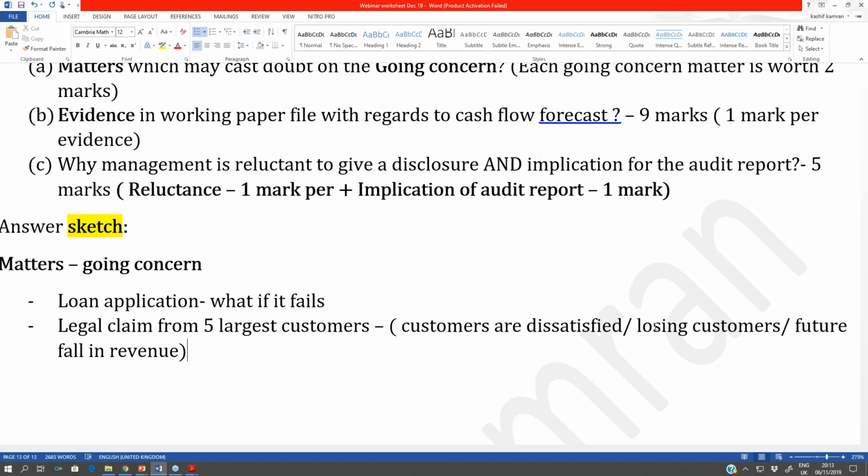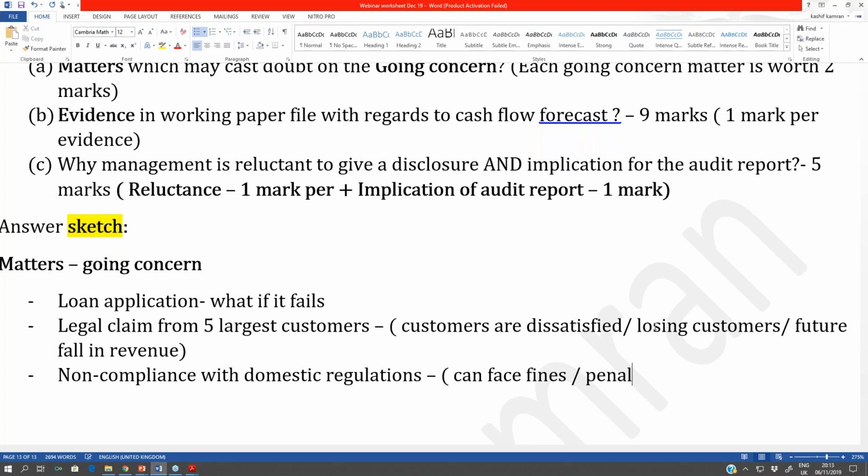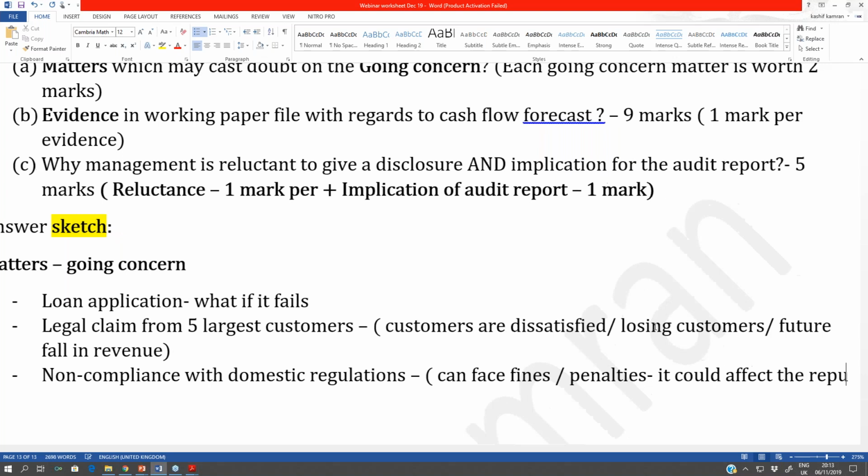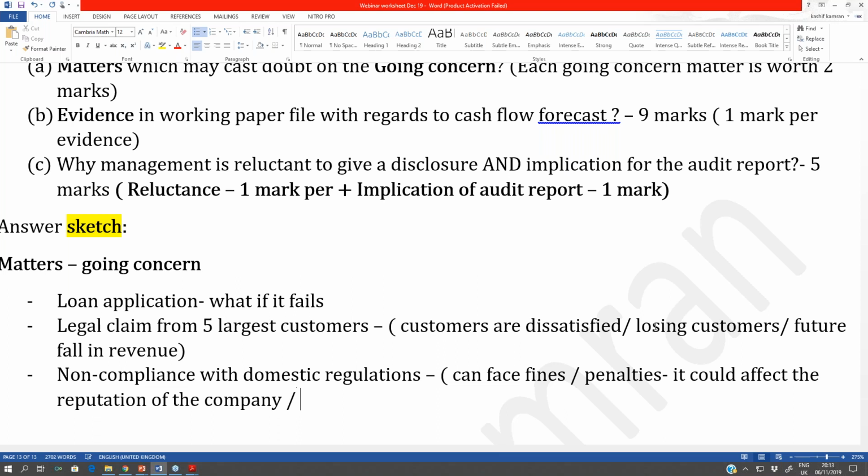Then another thing, non-compliance with laws, non-compliance with domestic regulations. When there is non-compliance with domestic regulation, the company can face fines and penalties. And we know that fines and penalties could affect the reputation of the company, the market image of the company, which can affect the going concern of the company as well. The market image matters, because people would not like to buy cars from this company.